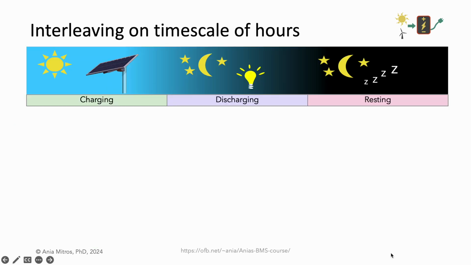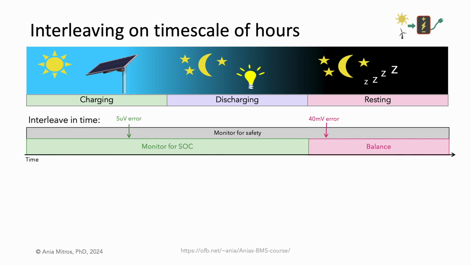On what timescale do we do this interleaving? One possibility is to do it on a timescale of hours. If the application has a daily cycle, as you might expect with solar energy storage or a family car, we might find time periods when the system is charging or discharging and we want precision measurements, and another regular time period when the state of charge is constant and balancing is convenient.